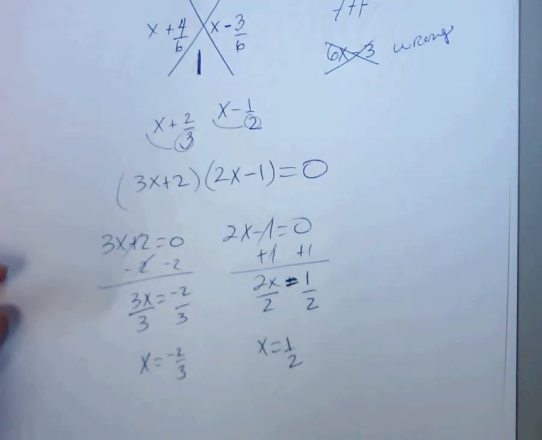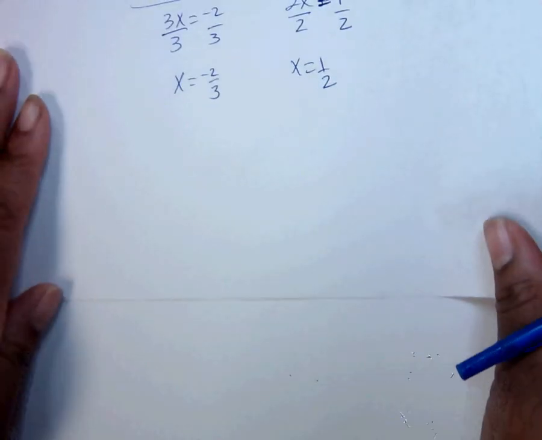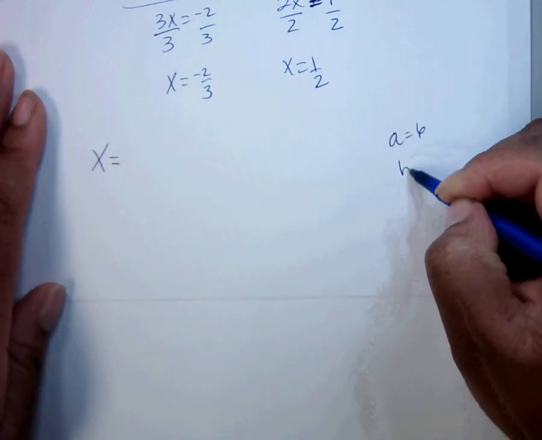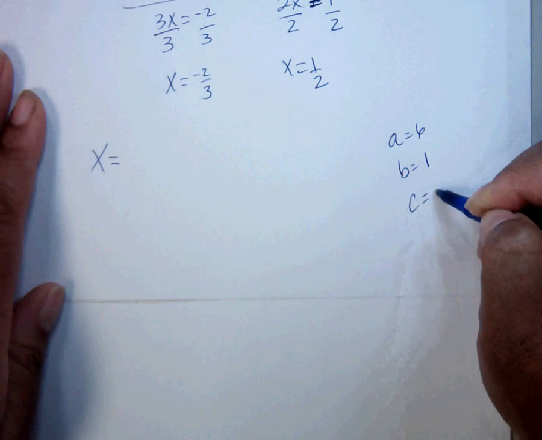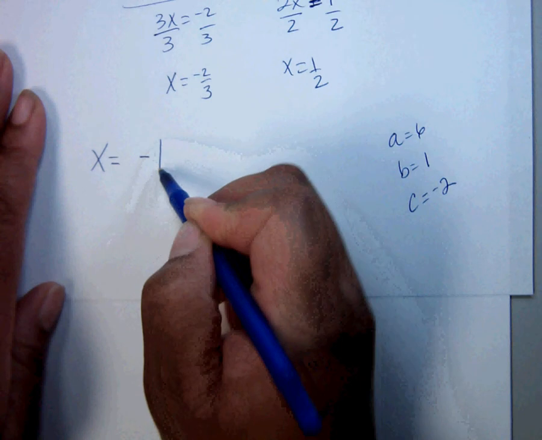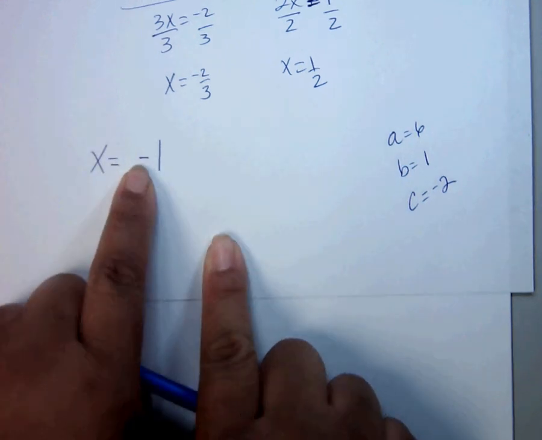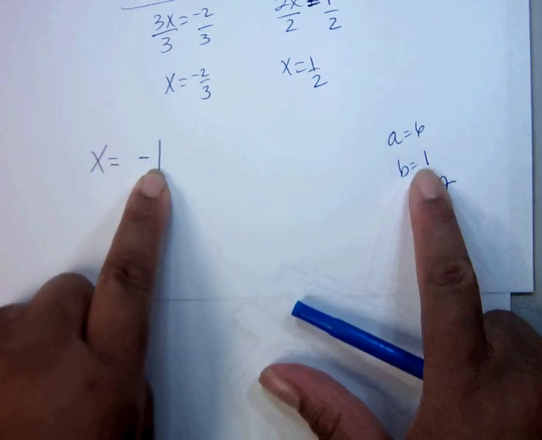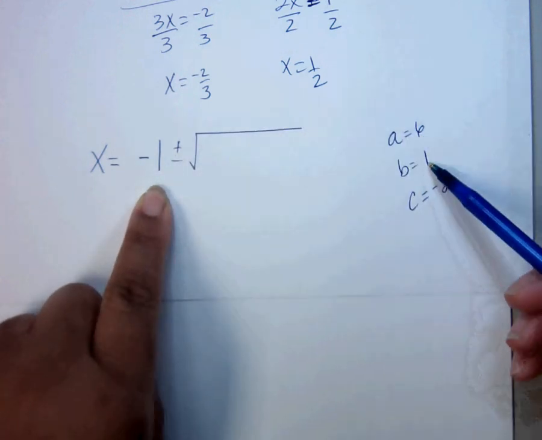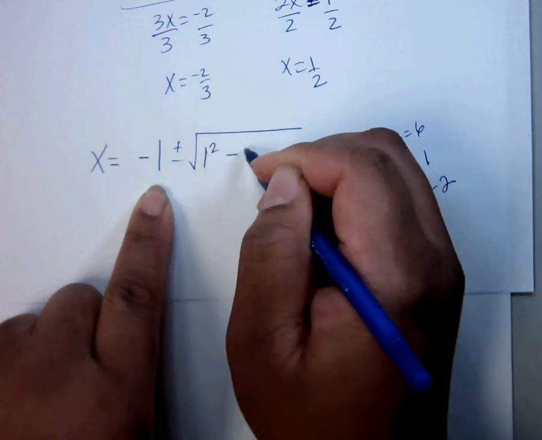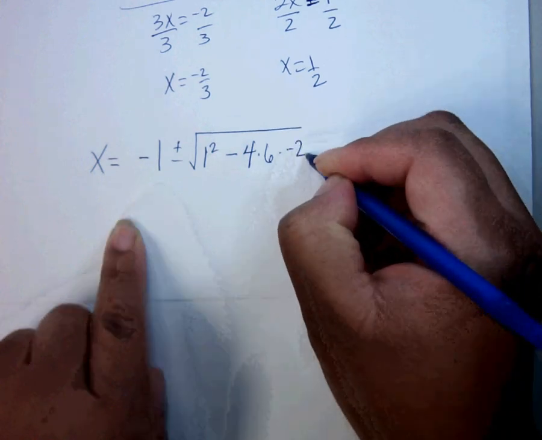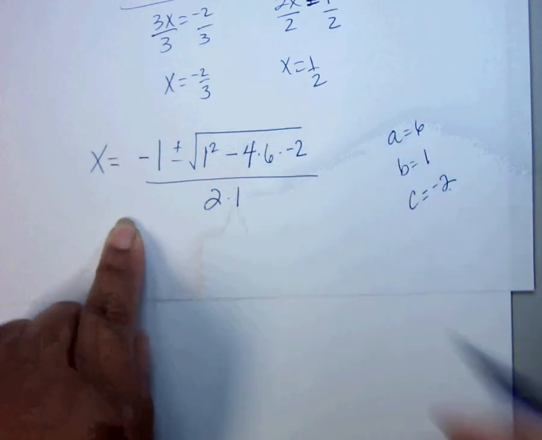Okay, so now x equals, well, I know that a was 6, b was 1, and c is negative 2. So negative b, put a negative sign because it's in the formula, put b because b is 1, that's what's next, plus or minus the square root of b squared minus 4 times a times c all over 2 times a.